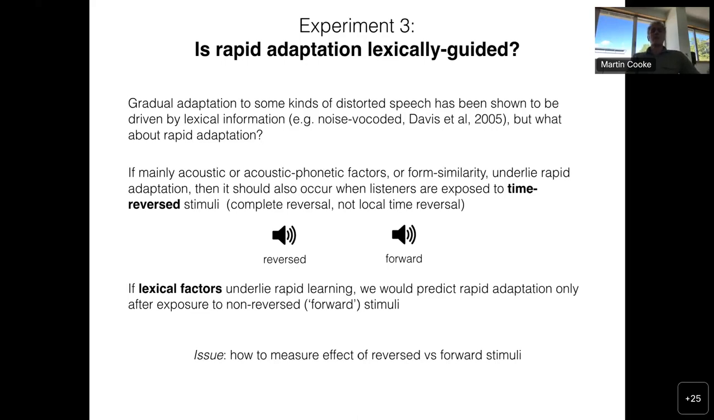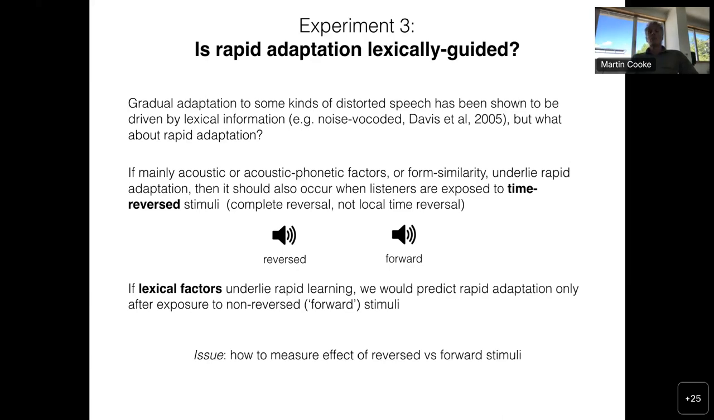Given what I said a bit earlier about the fact that, at least for phonetic retuning, we need lots of exemplars of each sound that we're not going to get in these first few sentences, is it realistic to assume that rapid adaptation is also lexically guided? So what we did was develop a paradigm which involves using reversed speech as a kind of primer and contrasting it with forward speech.